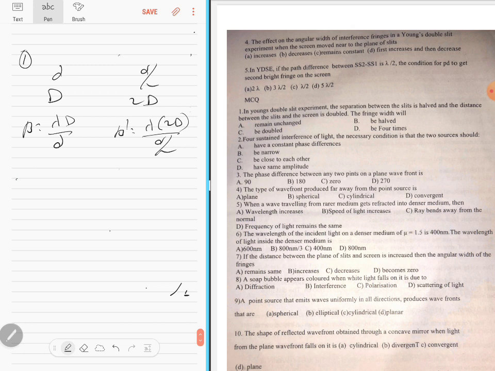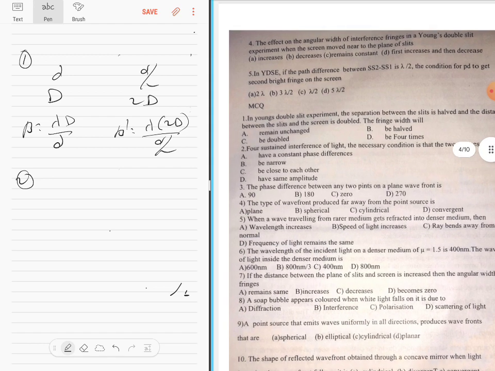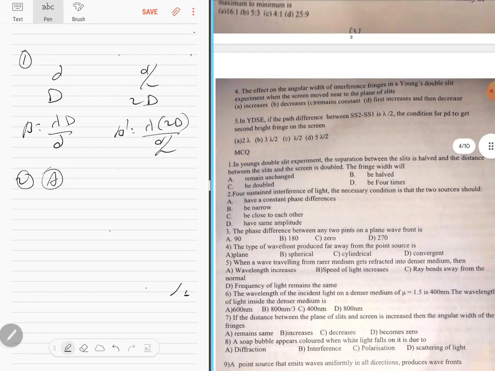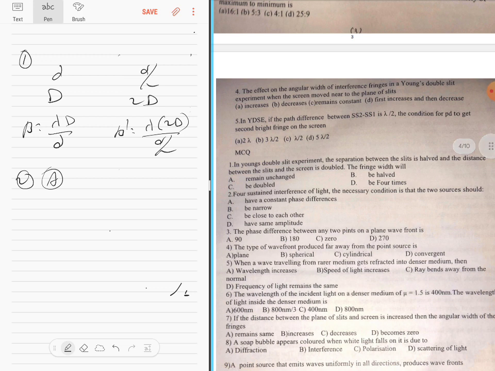So let's go to the second sum. For sustained interference of light, the necessary condition is that the two sources should be coherent. For sustained interference, they should have a constant phase difference. That's what coherent sources are. So therefore it is A. The two sources should be narrow, should be close to each other, should have the same amplitude.